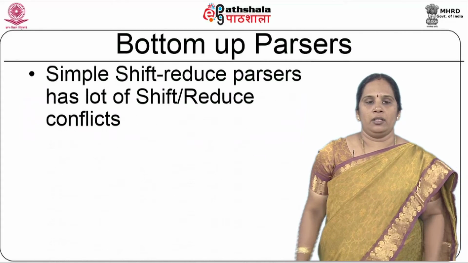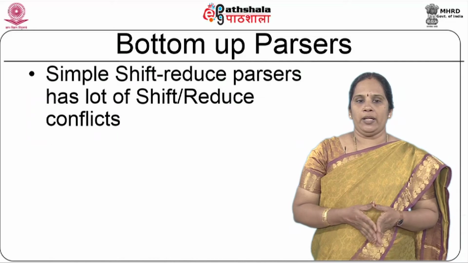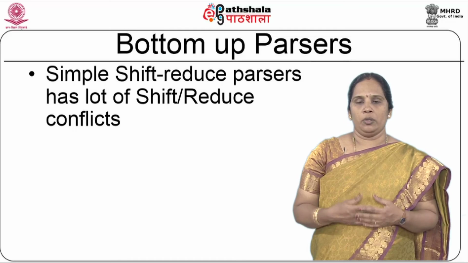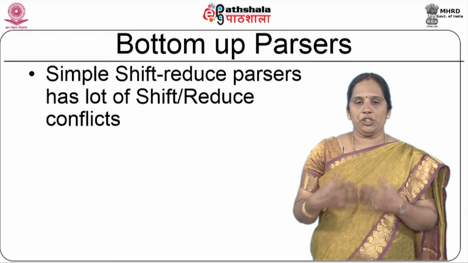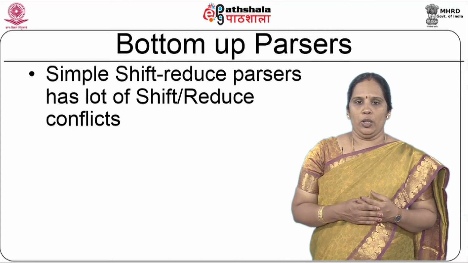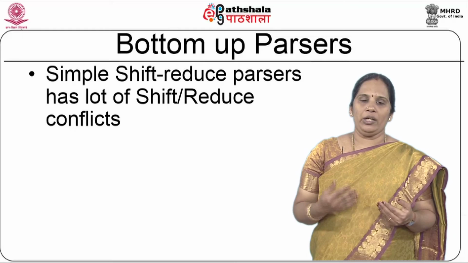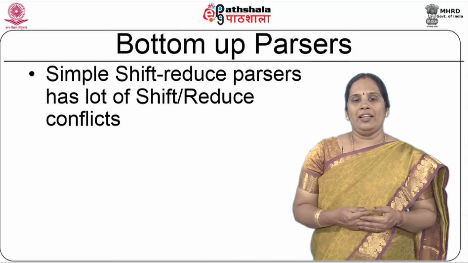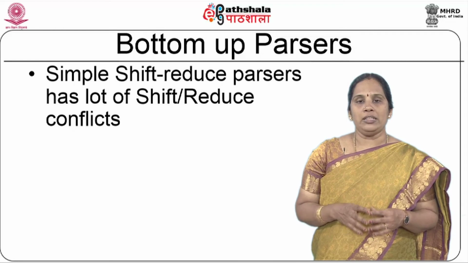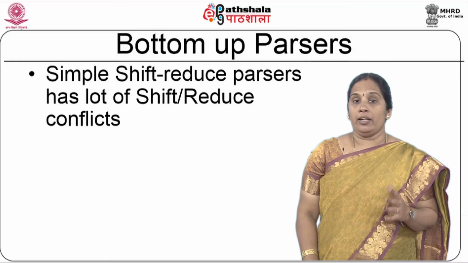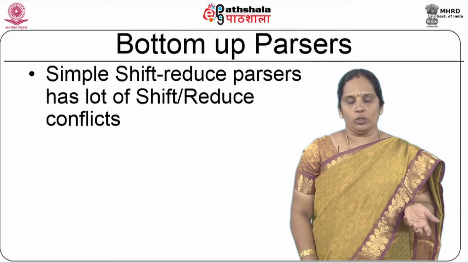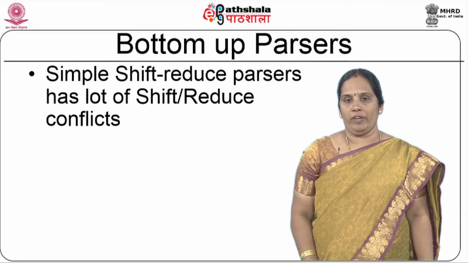Bottom up parsers. A simple shift reduce parser has a lot of shift reduce conflicts, which we have already discussed. The concepts will be just a shift and a reduce. So, if you can shift, else try to reduce. At one particular point, whether to shift or to reduce will be an issue, and that is called a shift reduce conflict. That is a major drawback of a simple shift reduce parser, and if the grammar is ambiguous, the problem multiplies, in the sense that there will be so many shift reduce and reduce reduce conflicts.